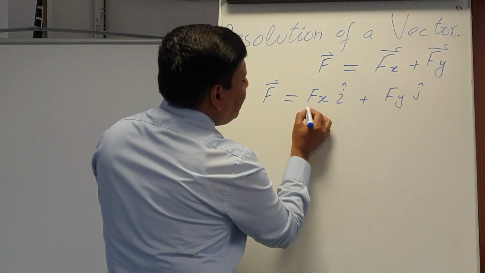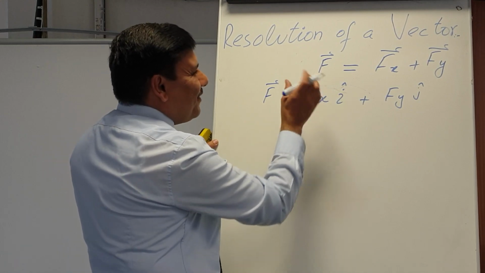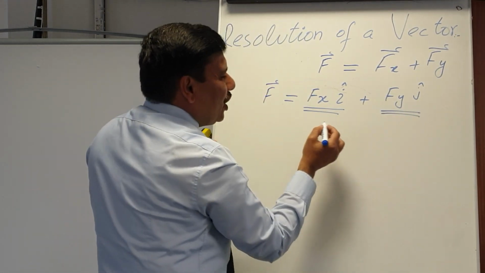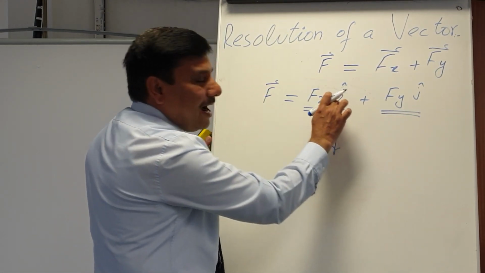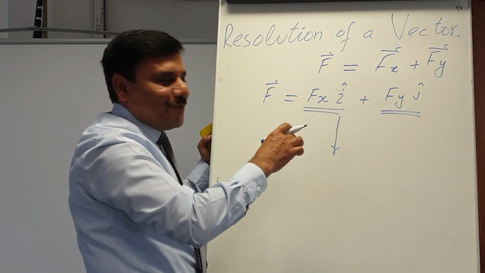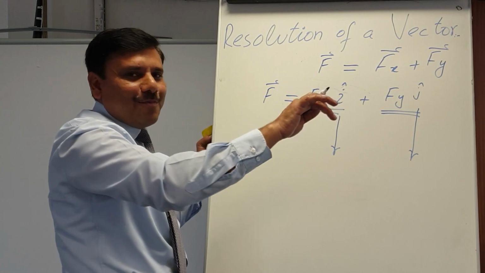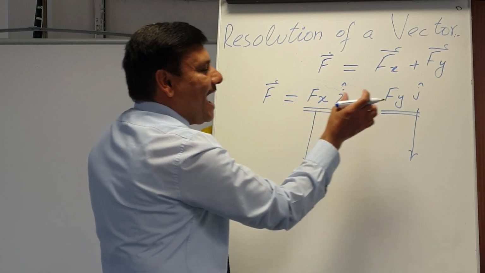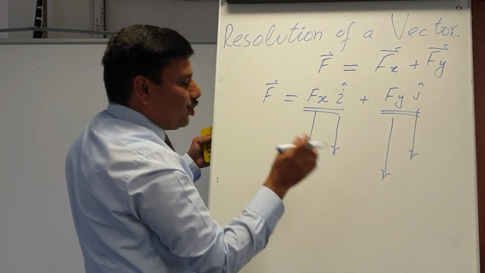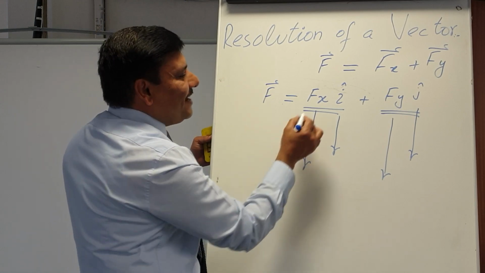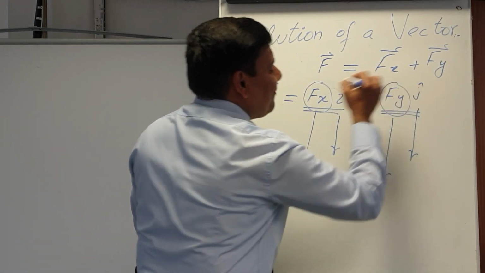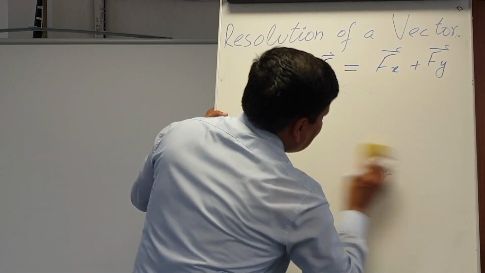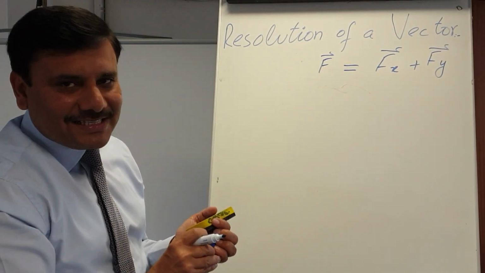Our next step is to find, actually we have converted a vector into two components, fx i and fy j. So here we have already found i, the direction of one component, and j, the direction of the second component, but we have not found fx, the magnitude of this component, and fy, the magnitude of this vector. So our next step is to find the magnitude of fx and fy. So how can we find the magnitude of fx and fy?